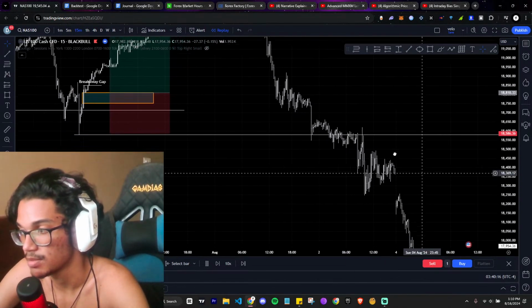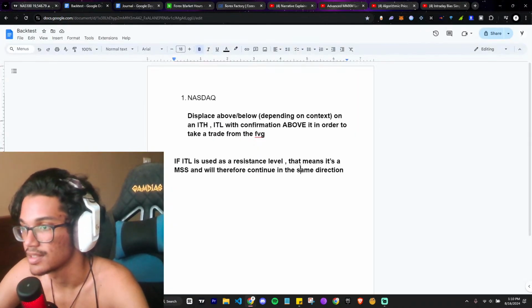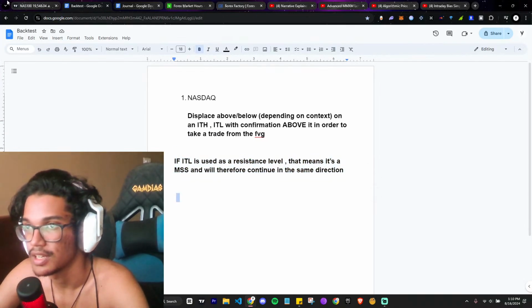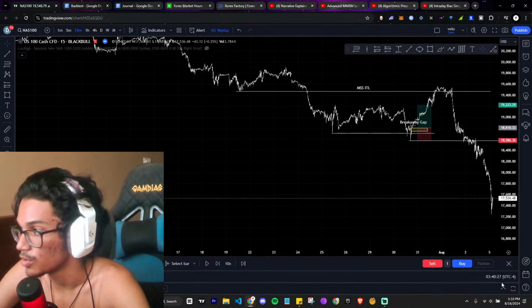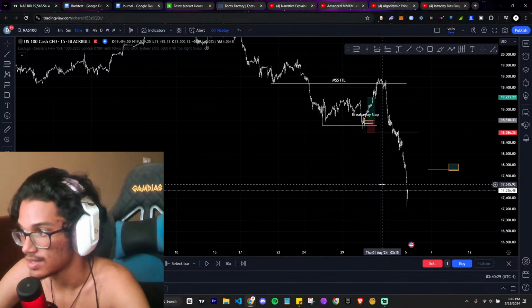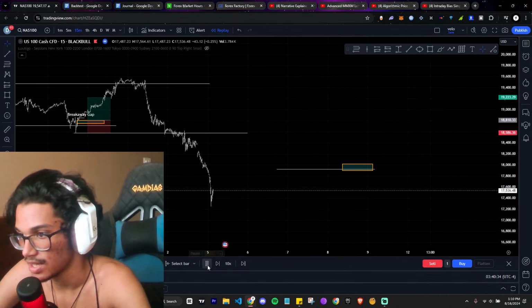We need to see displacement above. I'm not trying to take this, so it seems like it's using resistance over here. Like I said, this point right here. Okay, so it's basically using this as resistance, but I'm not trying to take no trade. You know why? Because I have no idea where this is headed, right? So unless it does at least some sort of pullback, I'm not trying to take it.